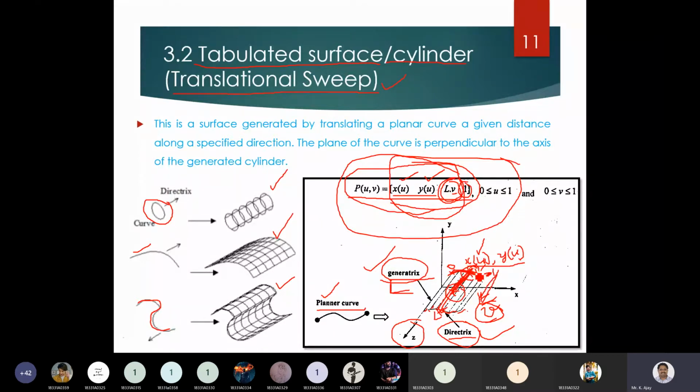Whenever the curve is on the xy plane, for the curve's xy coordinates you will have x of u as the x coordinate, y of u as the y coordinate. It is a simple curve, right? Whereas that curve I am sweeping along the z-axis. So along the z-axis, only the z coordinate alone will be varying. The z coordinate alone is what I am inducing.